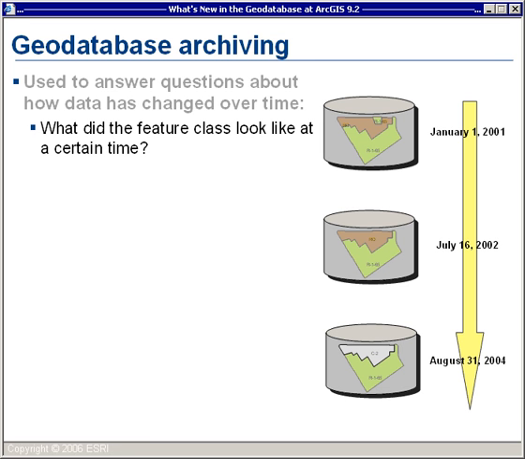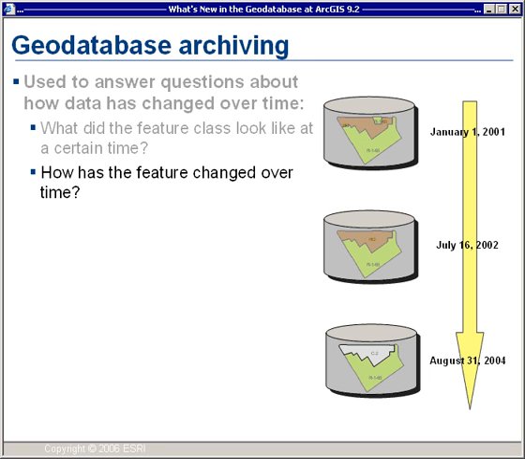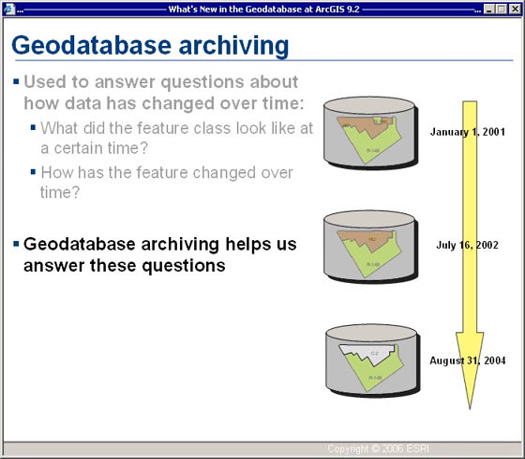An example of a time-based question could be, what did the feature class look like at a certain point in time? So what did a particular feature or the entire feature class look like? And to answer this question, I must be able to go back and look at the data at that point in time. So what did my data look like on January 1st, 2001? Another example, how has the feature changed over time? To answer this question, I need to look at all the changes that have occurred to that feature over time. And geodatabase archiving is going to help us answer these questions.